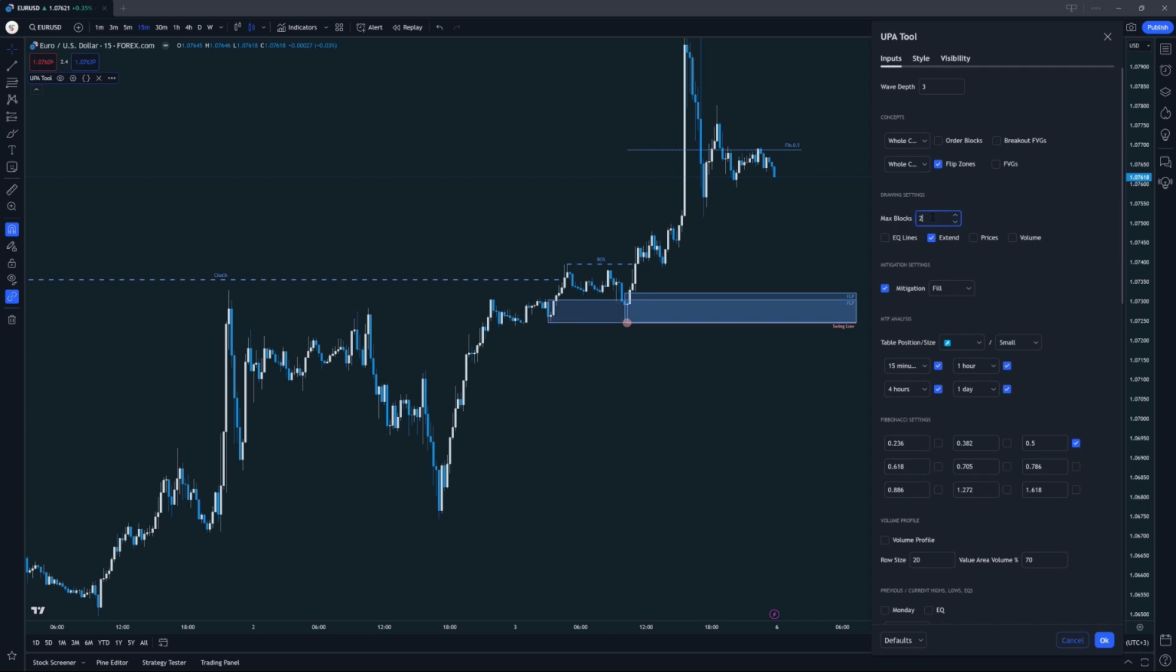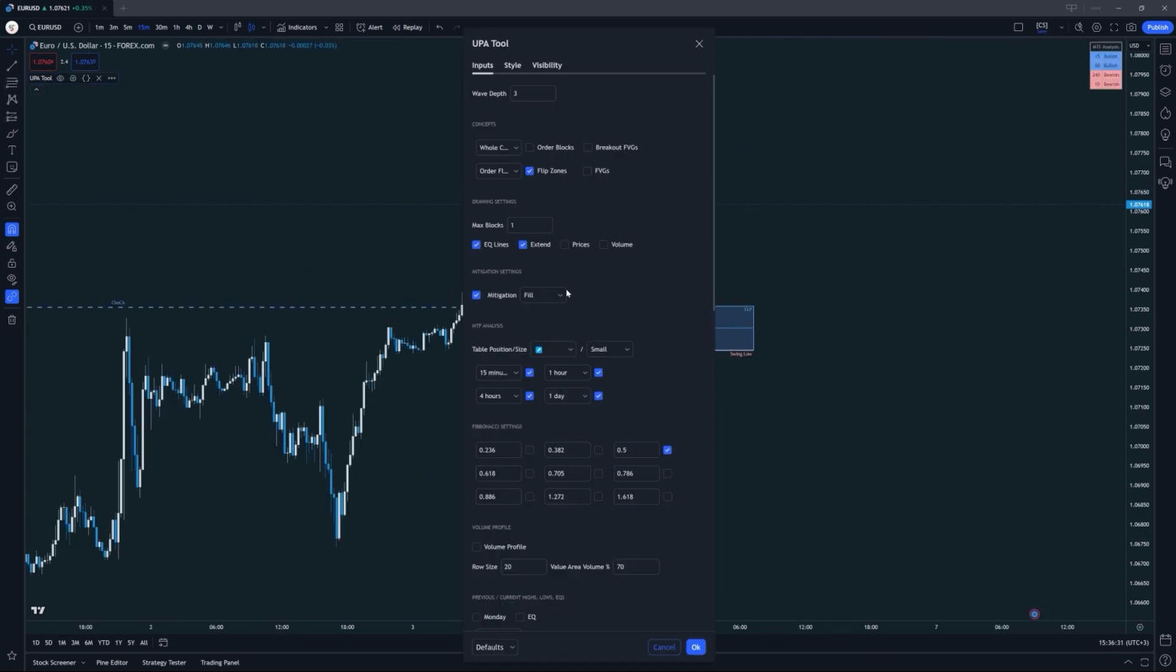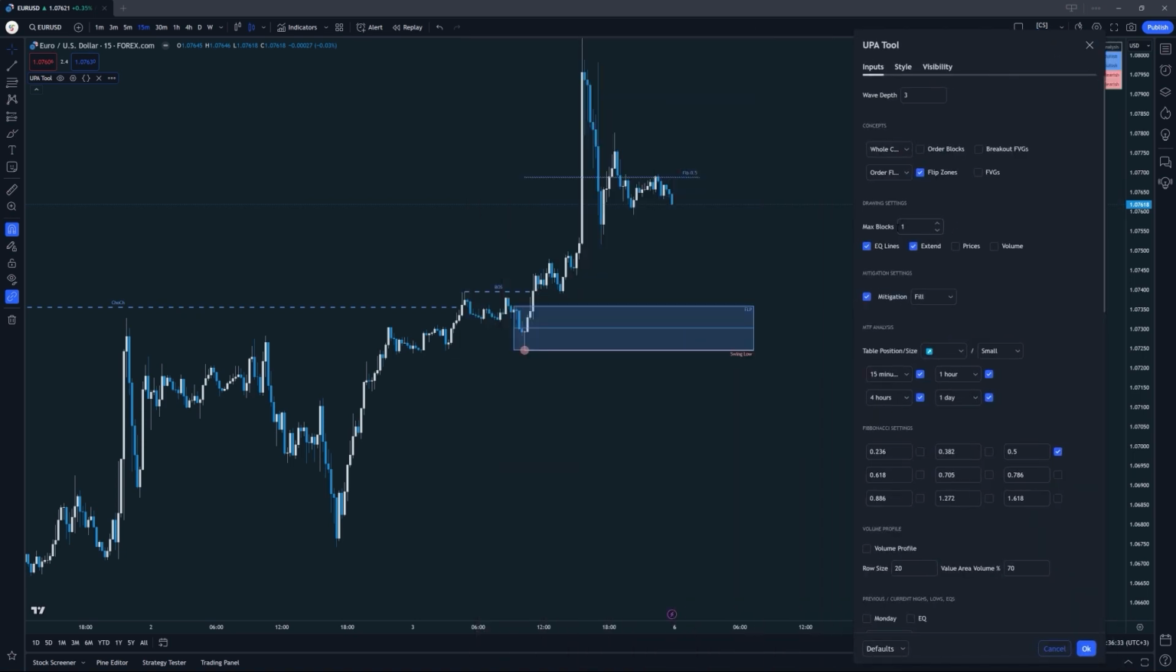Yes, it's up to 2 now. Let's make it 1. Let's make flip zone order flow to show the difference. Yes, that's the way it is. Now let's click on EQ lines and see what comes up. The EQ lines also determine the middle zone of our blocks as shown in the figure.